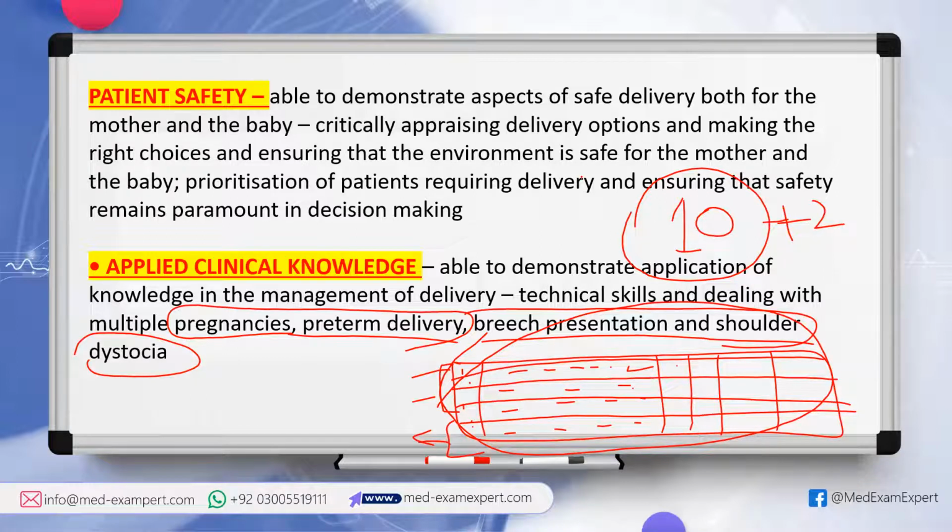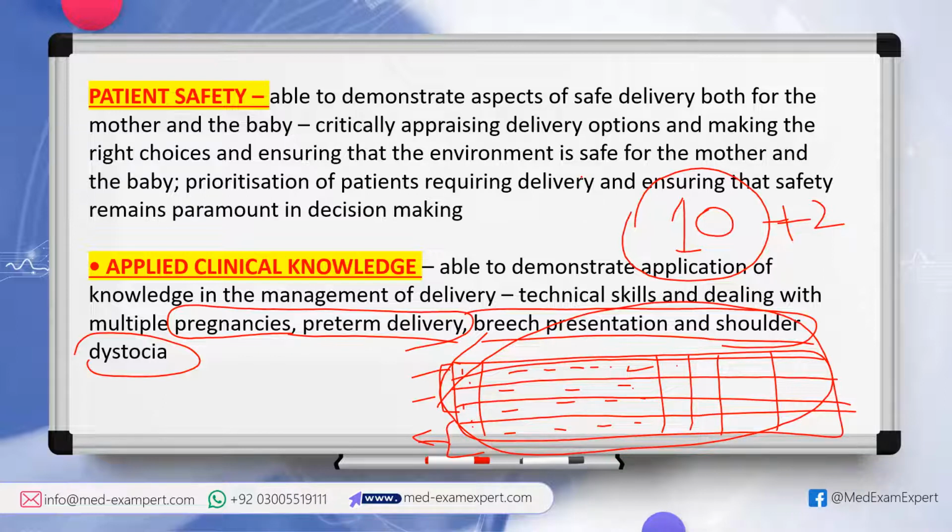What exactly is the difference between the labor board we did in FCPS and Royal College? Very good question. No difference, basically. I have done FCPS and I have done MRCOG as well. I practically did not find any difference in the labor board between FCPS and Royal College. The only difference was the number of patients. Maybe in FCPS or the IMM we get only 5 or 6 patients.